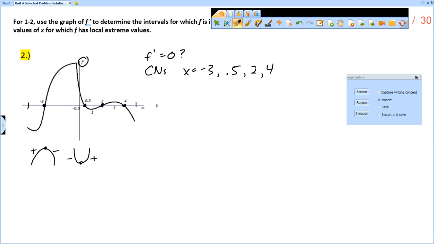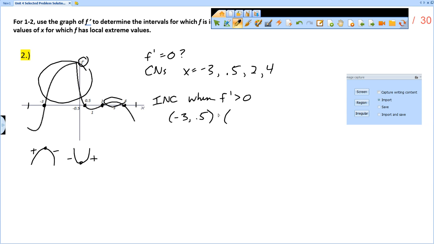All right. So when is f increasing? f is increasing when f prime is greater than 0. So remember, this graph is f prime. So whenever this graph is greater than 0, meaning above the x-axis, so anywhere that it's above the x-axis. So right there, that would be from -3 to 0.5, right? And then right here from 2 to 4.